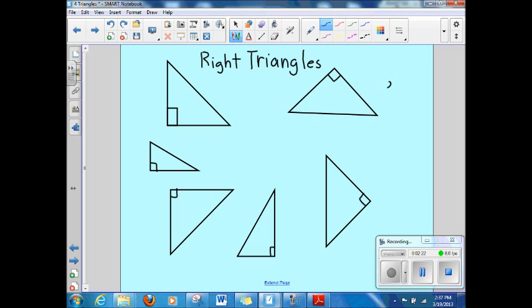Now the interesting thing to note here, this side and this side are the same length. On this right triangle here, though, this side and this side, they're different lengths, but they still have a right angle in the corner. So it's not the length of the side that makes a difference in these. And we're going to be finding out that there is a triangle that has 2 sides of equal length. Let's go on to the next screen.